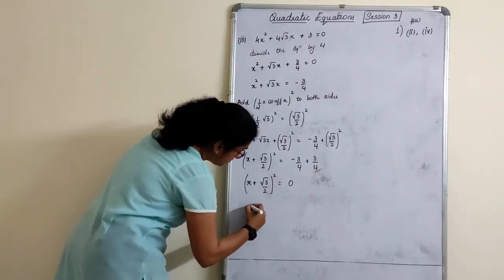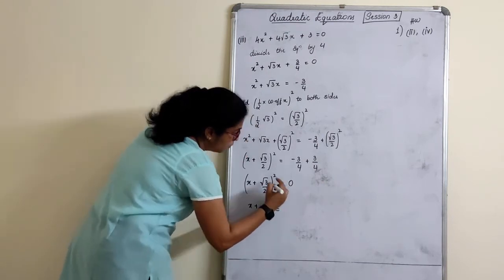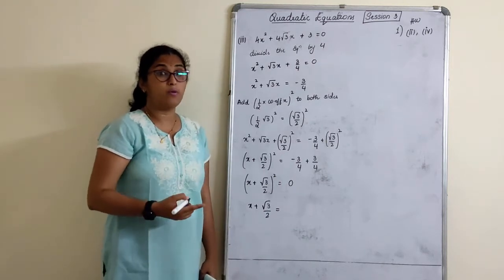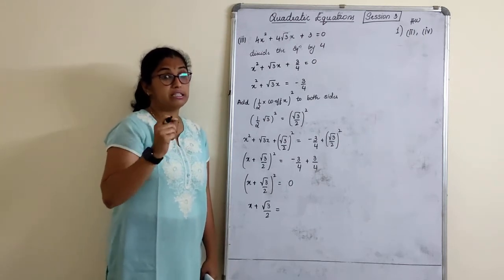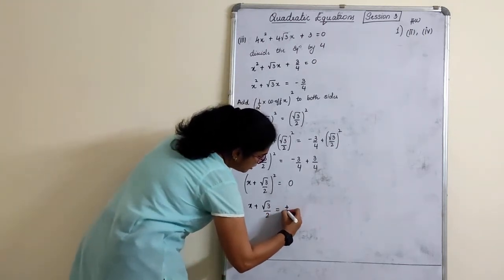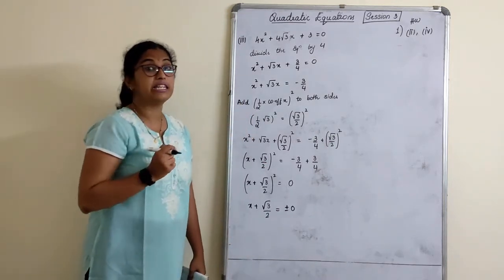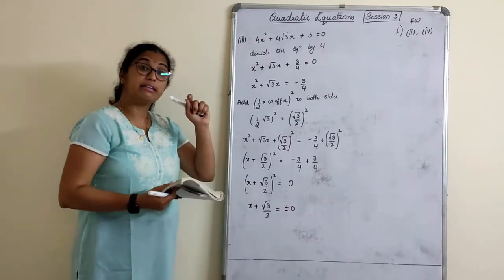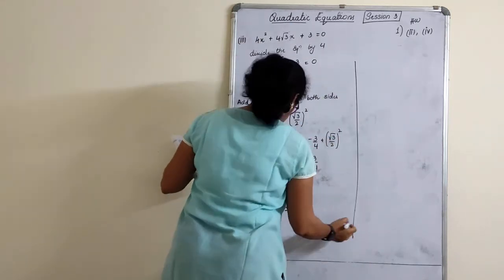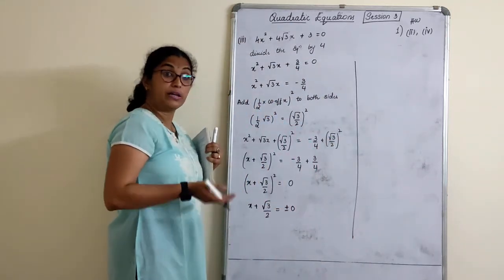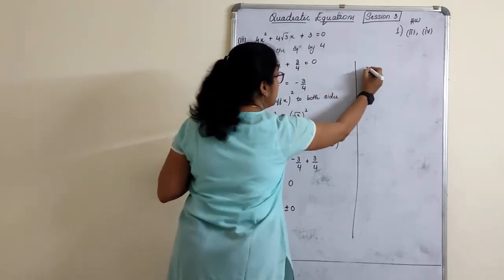x plus root 3 by 2 is equal to, when the square goes to the other side that becomes square root. The square root of 0 is 0, but every square root has two solutions, that is plus or minus. Though plus or minus does not exist for 0, still write it, otherwise you will only find one solution. It's a quadratic, it has to have two solutions, right? There is no meaning if you write plus or minus 0, it is 0 only, but still, to show that it has two solutions, we will write and assume like this.